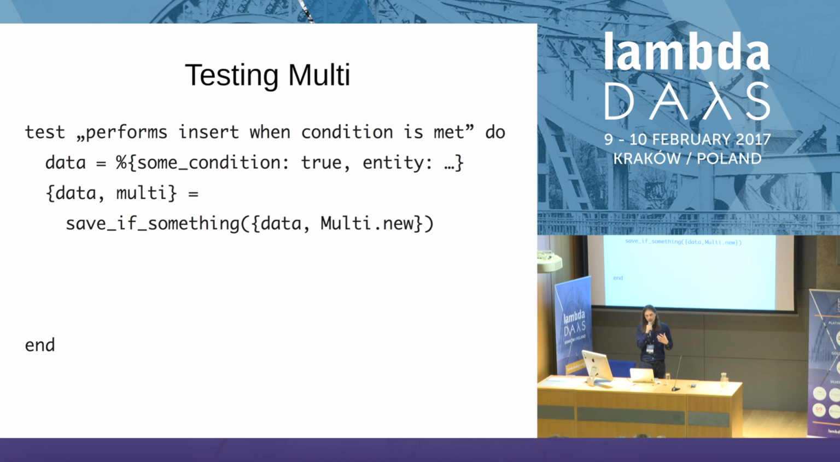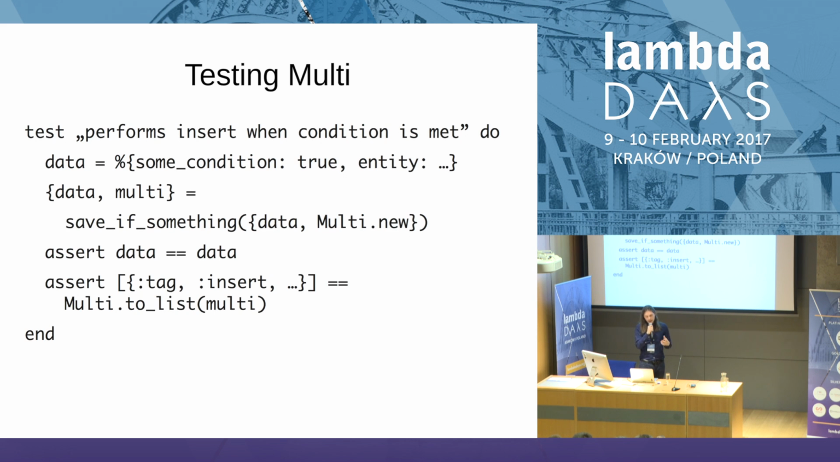We run a given piece of code, and it returns both data and the multi. And at the end, we can assert that the data didn't change. This is the expected behavior, and then that the multi is there. And if you think about it, it's a really cool concept because it makes testing much faster.